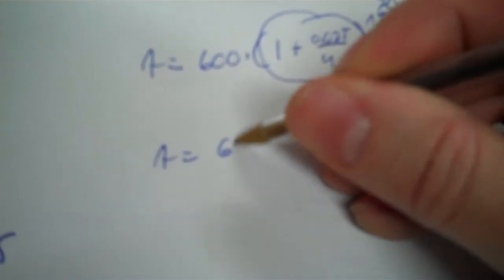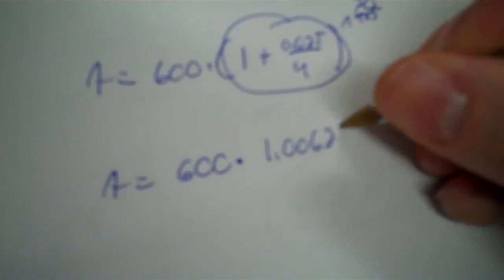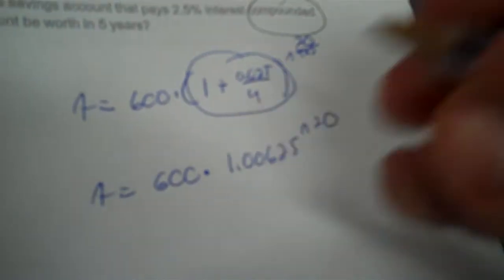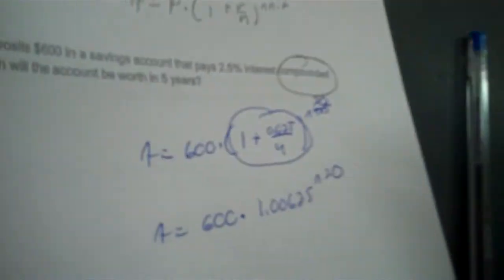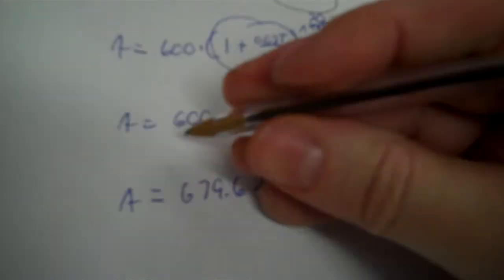So we're going to now simplify the parentheses. I'm not going to take the parentheses to the power just yet. Okay, so I find what 1 plus 0.025 divided by 4 is 1.00625 to the 20th power, and now I solve it. 600 times 1.00625 to the 20th power is $679.62. And that's your answer.